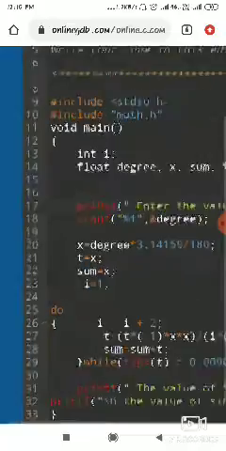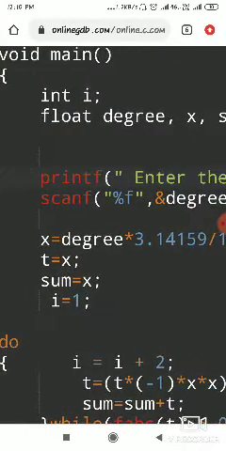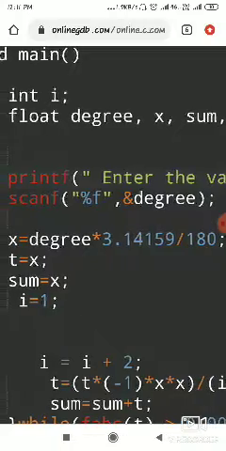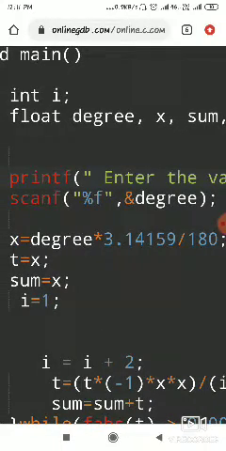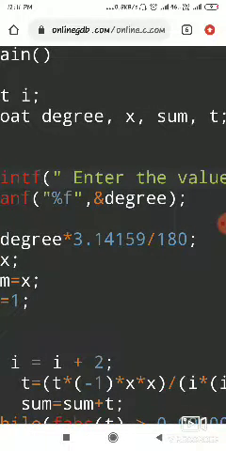Now to convert the angle which was in degree to radian, we have to use a formula: the angle in degree multiplied by pi by 180. Now what is the value of pi? It is 3.14159.